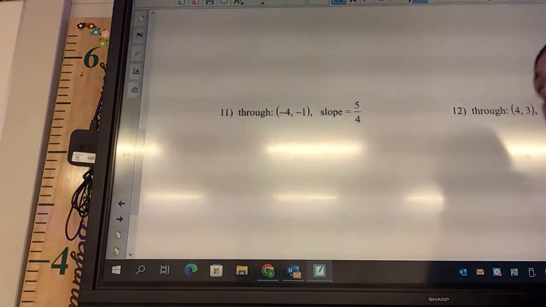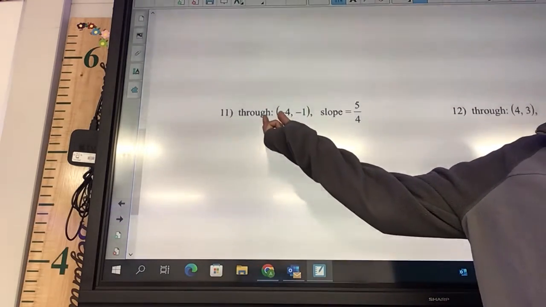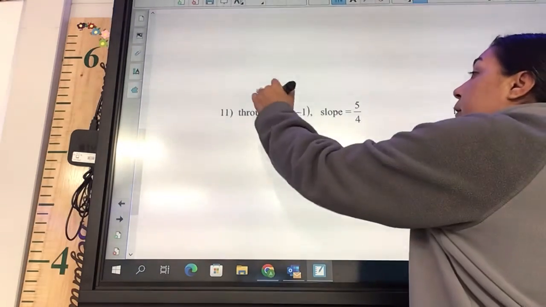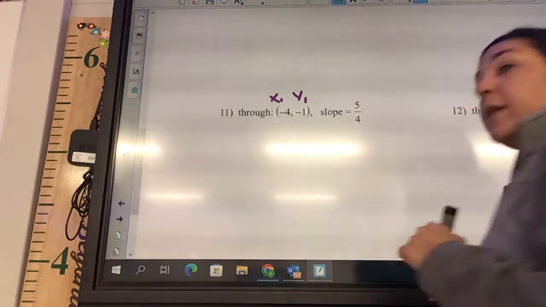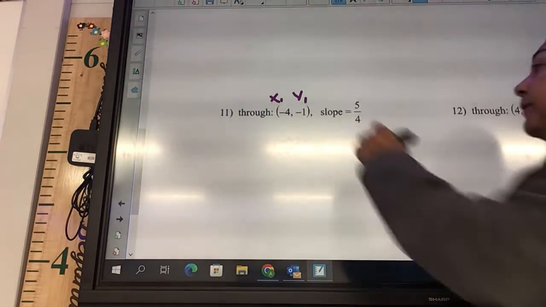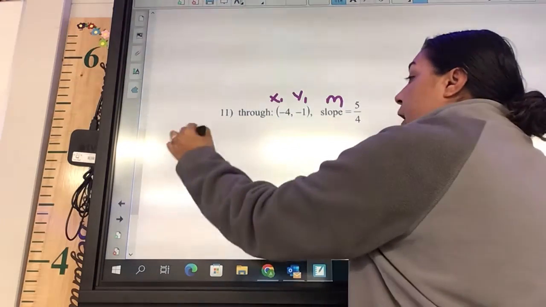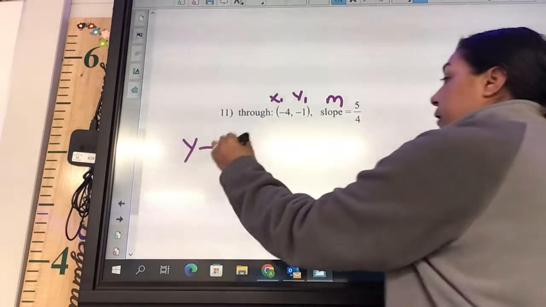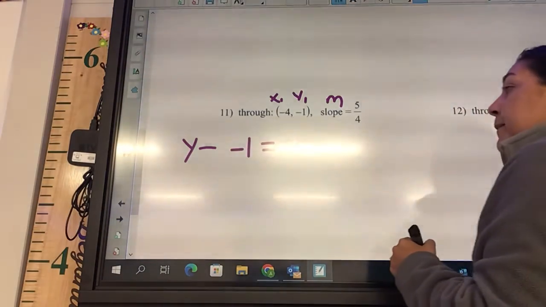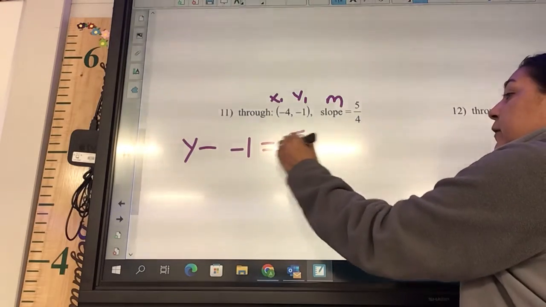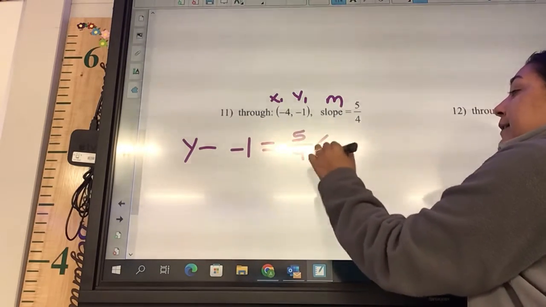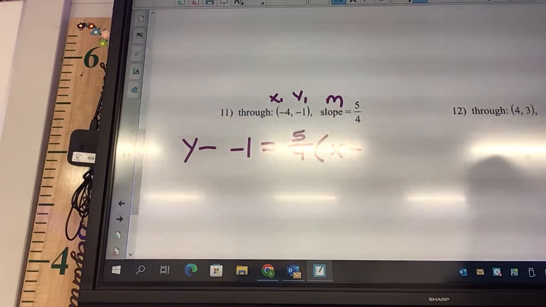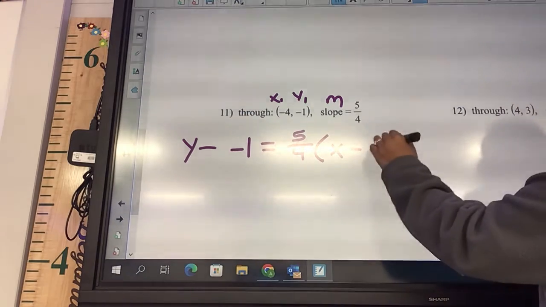Okay, so 11, how do we label this? X1, Y1. What do we label our slope? M. Okay, so it's going to be Y minus, what is Y1? -1 equals M, 5 over 4, X minus X1, -4.